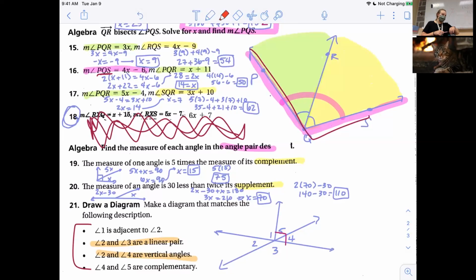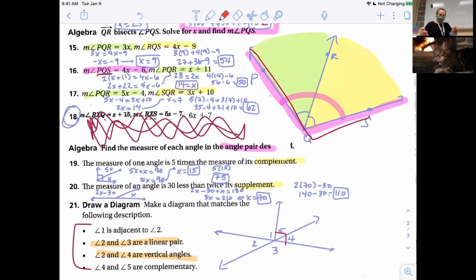Yeah, perfect. I'm going to talk about 19 and 20 right now. Any other questions on 21? I thought that was easier to talk about first. Okay, 19 and 20 are kind of vocabulary questions. I need you to know that complement means that the 2 angles are complementary, which means that they add to be 90. So number 19 is using complement.